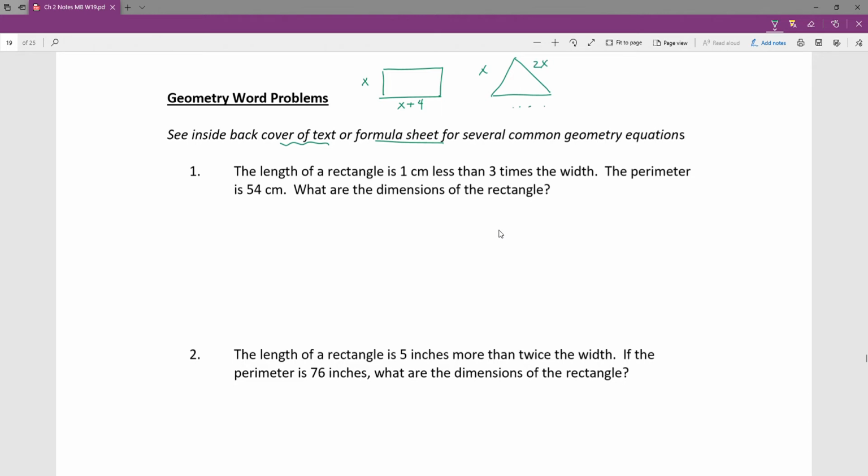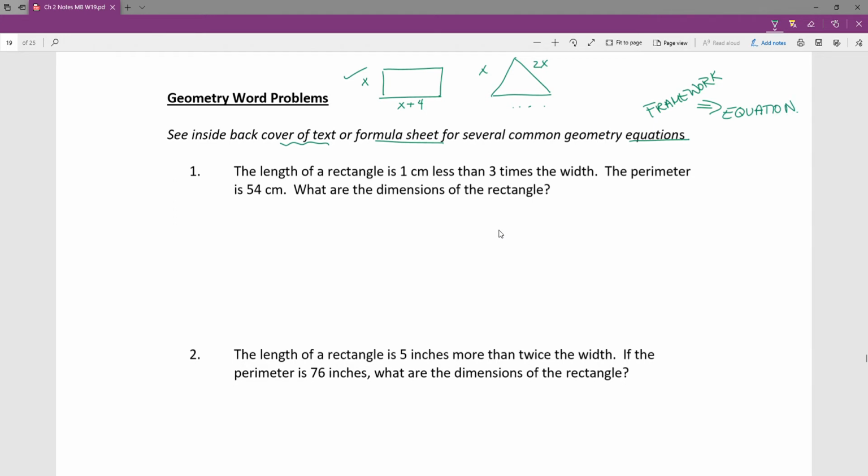In drawing the picture and then using these equations as a framework, it allows you to build up the equation. It allows you to give your let statements, and then it allows you then to make the equation to solve. All right, so I'm going to try and model that in these ones.